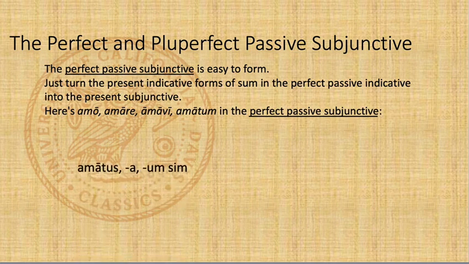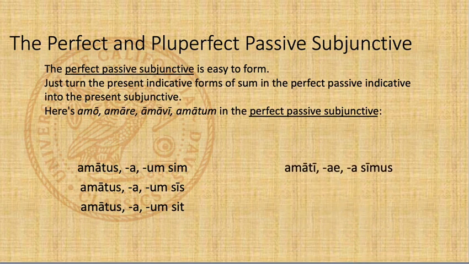Amatus, amata, amatum sim. Amatus, amata, amatum sis. Amatus, amata, amatum sit. Amati, amatae, amata simus. Amati, amatae, amata sitis. Amati, amatae, amata sint. You may notice that I'm not translating these verb forms.